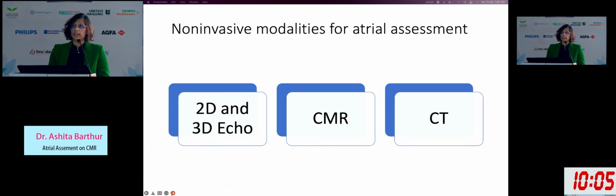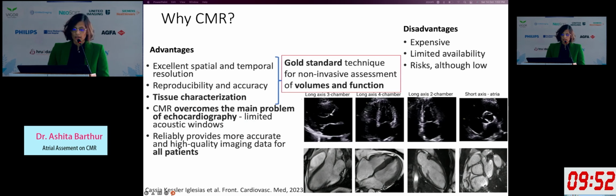Allowing for all this, let's move into what are the modalities that are used for assessment of atria. As we've seen and heard before me, 2D echo and 3D echo, and how 3D echo scores over 2D echo, CMR and CT. So why is cardiac MRI useful and how does it score over echocardiography?